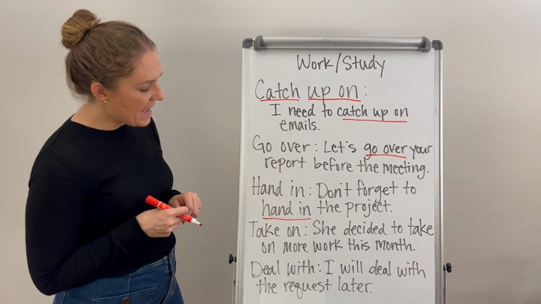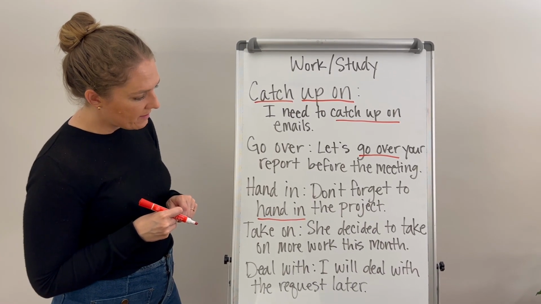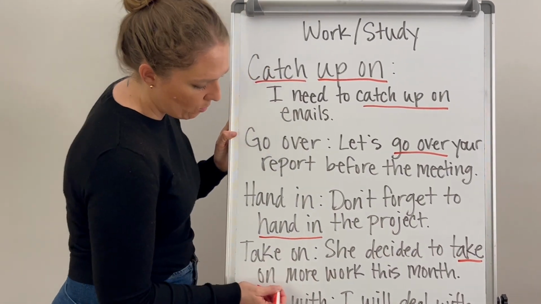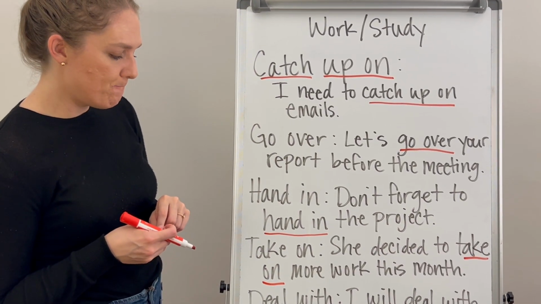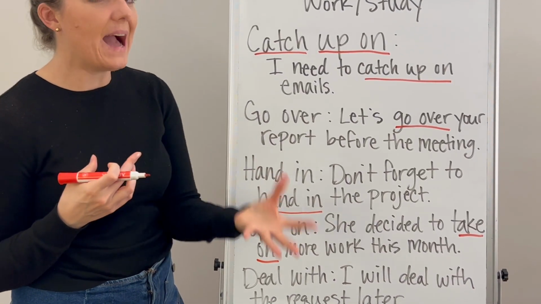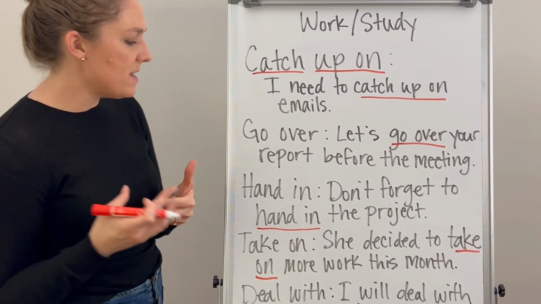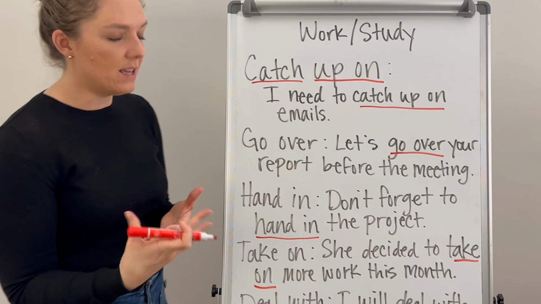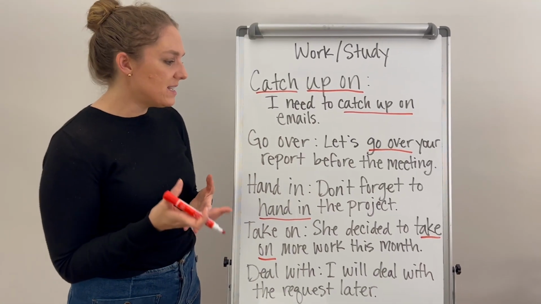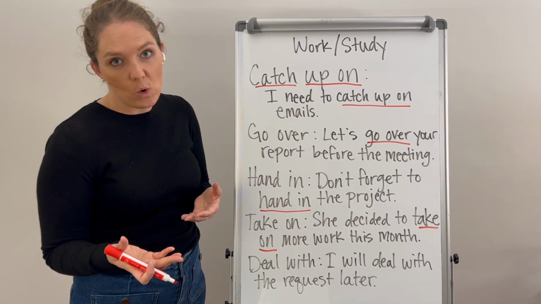The next one, take on. She decided to take on more work this month. This means that she is doing more. She asked for more work, and they're giving her more work, or maybe she's taking more classes this semester or this year. She decided to take on, or essentially do, more.